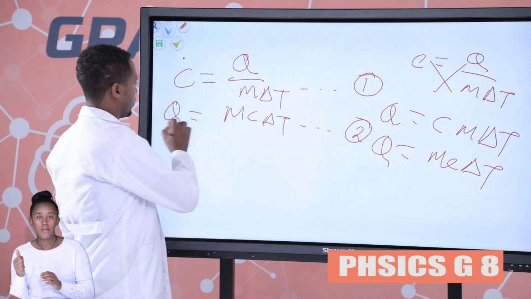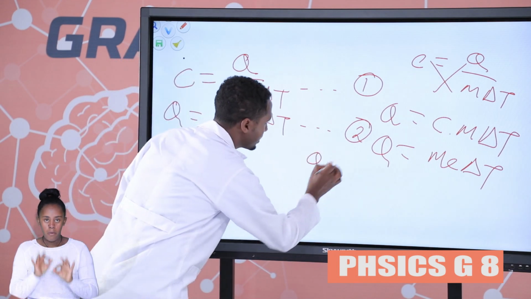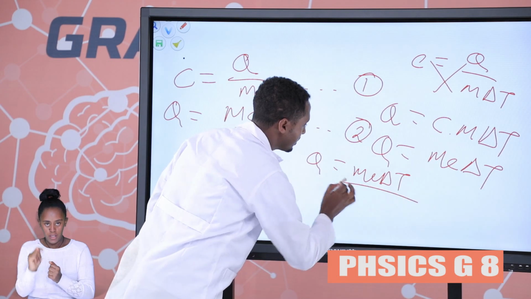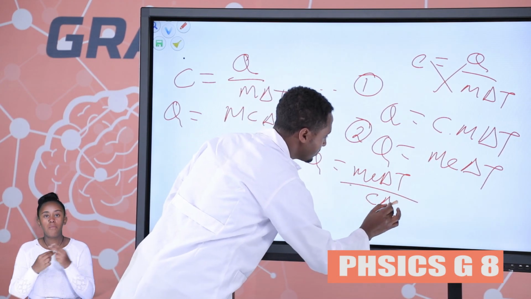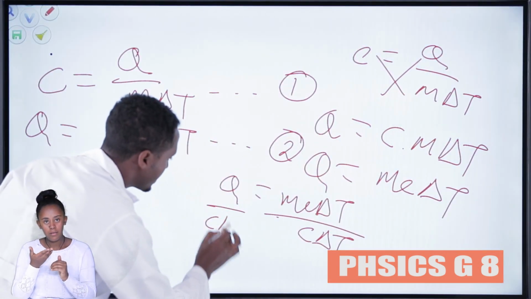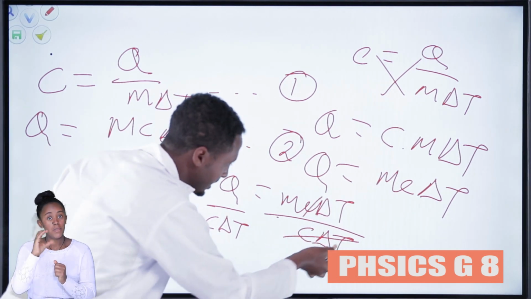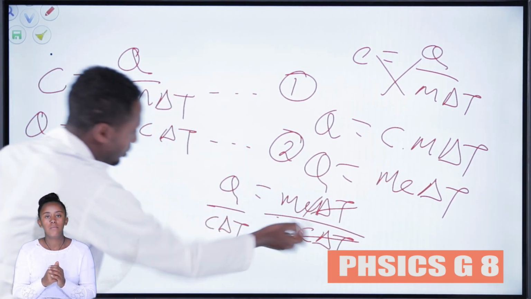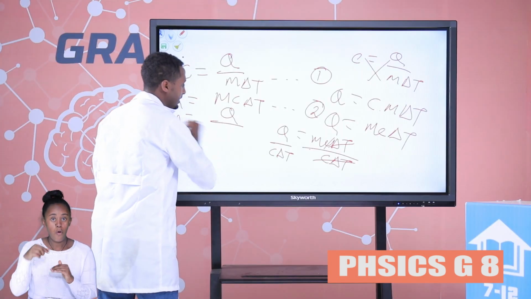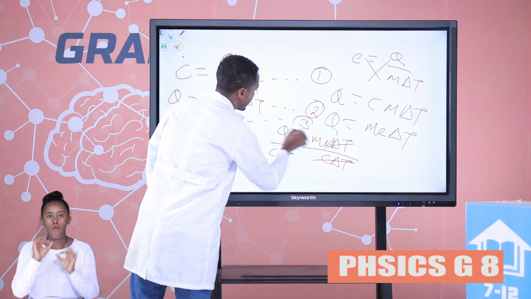And we can get M from this formula. Q is equal to MC change of T. Dividing by C times change of T on both sides, C cancels by C, change of T by change of T. M is equal to Q over C times change of T. Formula 3.